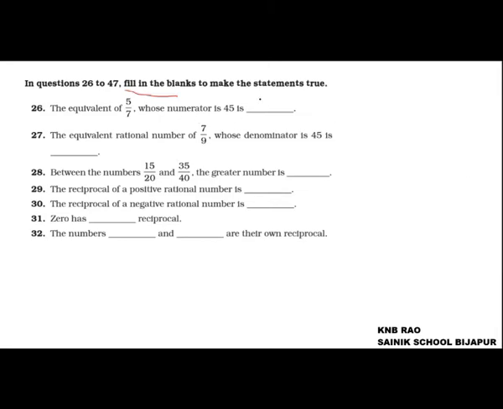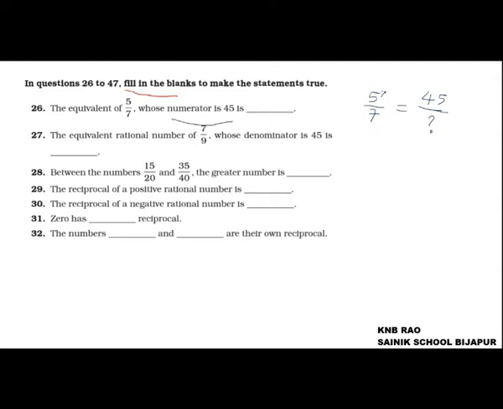The equivalent of 5 by 7 whose numerator is 45. That means I have to write 5 by 7 in such a way as a rational number whose numerator is 45. So 5 by 7 is equal to 45 upon what denominator is supposed to be. This is the question.